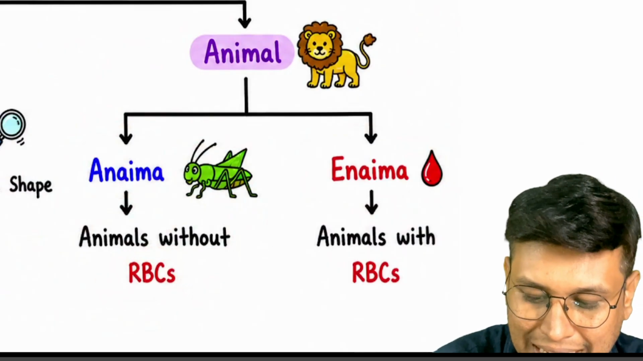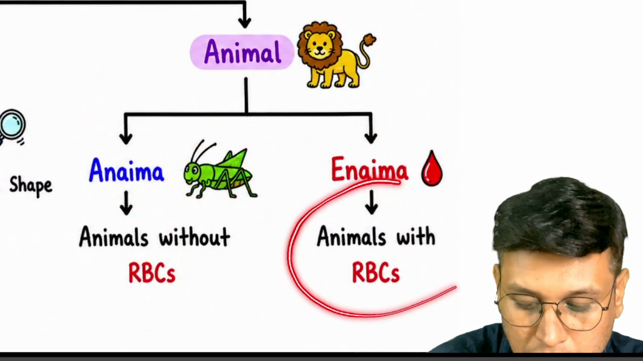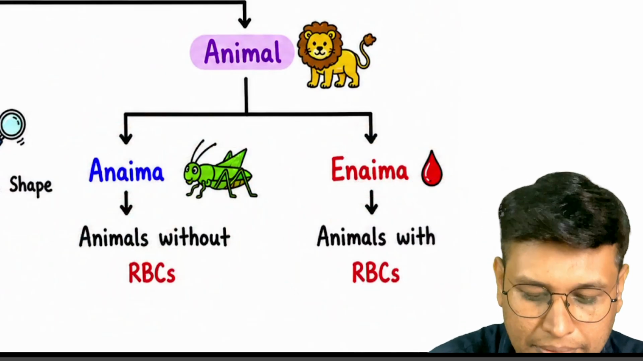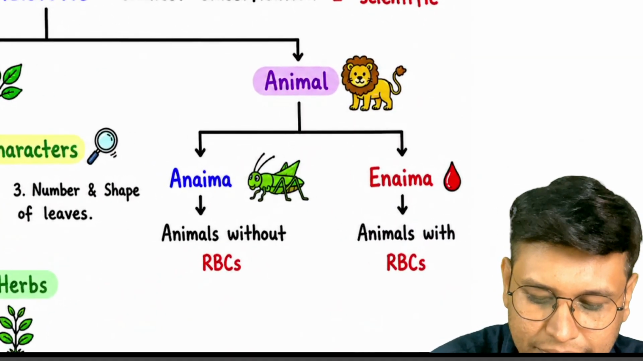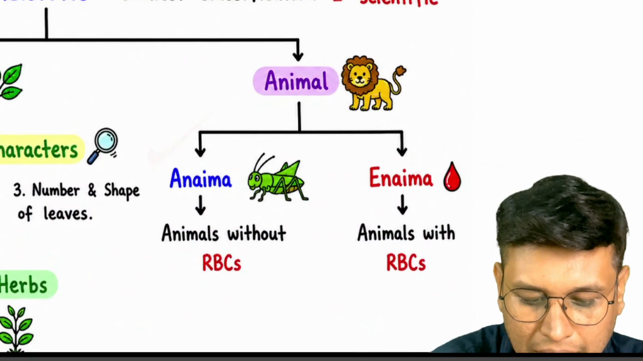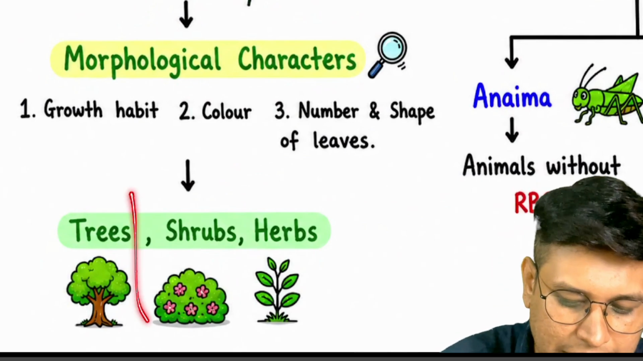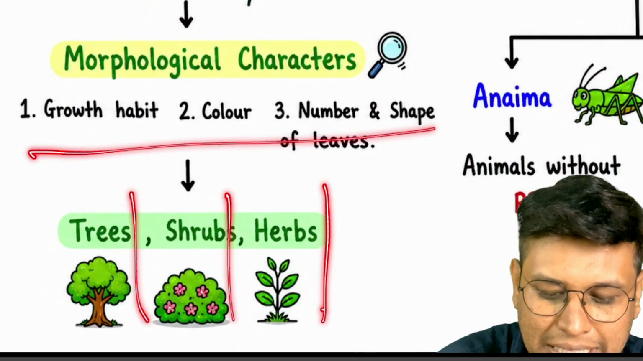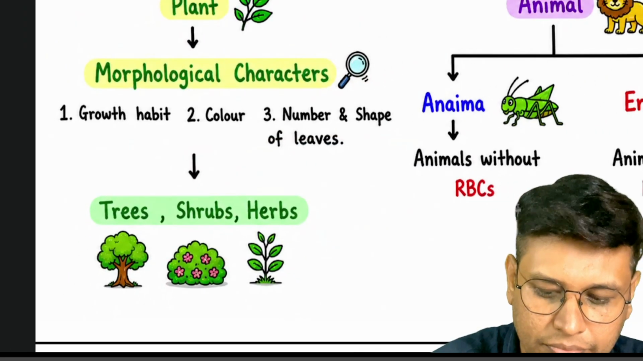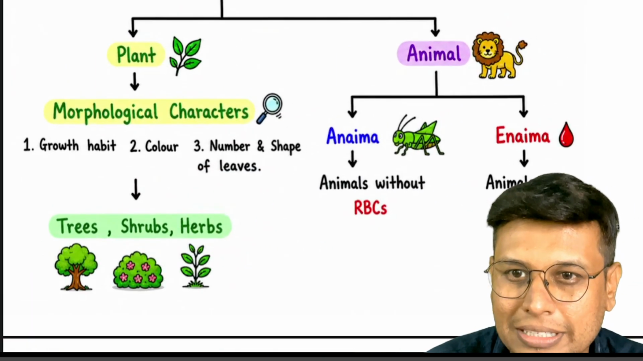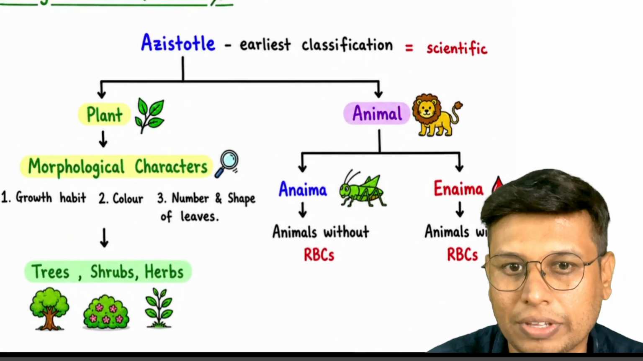Next, enaema. Enaema is animals with red blood cells. So pretty simple classification. If red, enaema; if not red, anaema. And again, in terms of plants, just trees, shrubs, and herbs. And this classification depends on what? Growth habit, color, and number and shape of leaves. So this topic is done. Very simple. Aristotle's earliest scientific classification. Next.